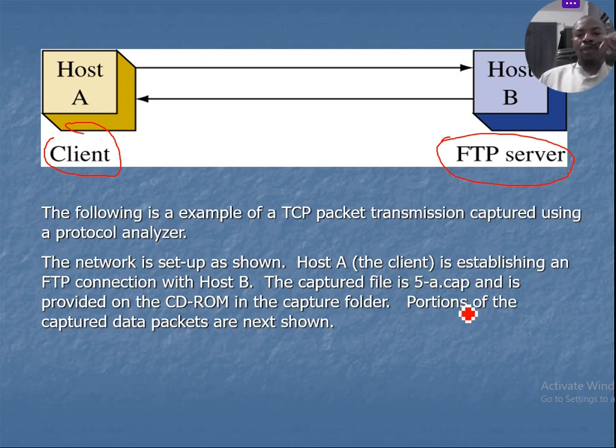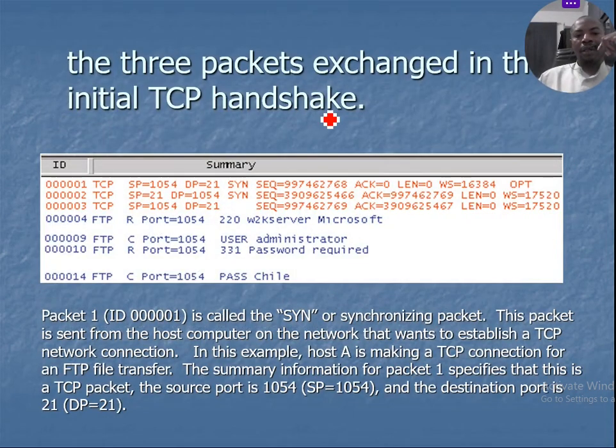Host A is establishing an FTP connection with host B. The captured data is shown and is provided on the CD-ROM in the capture folder. A portion of the captured data will be shown now. Now let's take a look at this. What you see is the handshake, the TCP handshake.